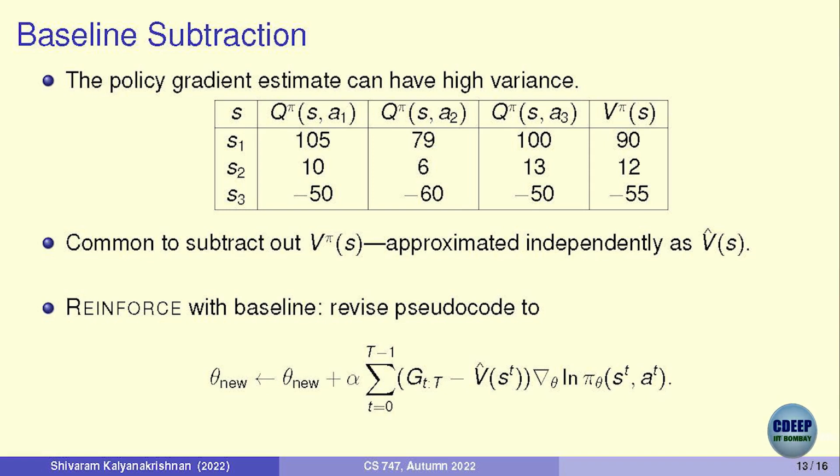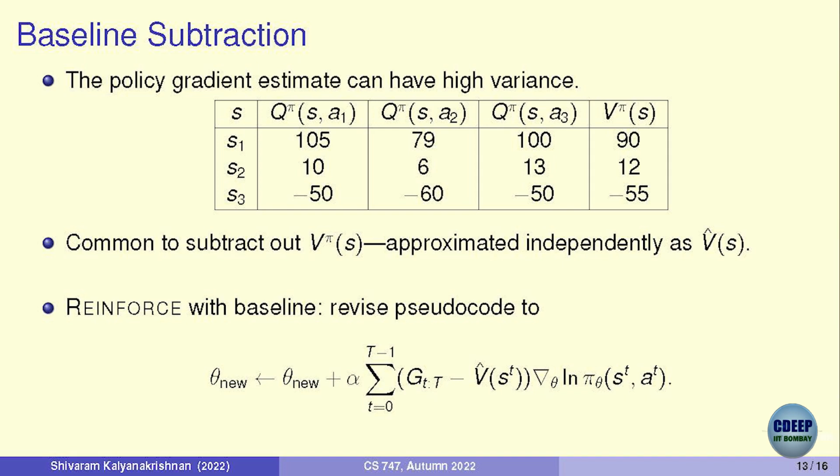This doesn't change the theory. We just saw that the policy gradient theorem can be written out along with a baseline being subtracted that doesn't depend on actions. That's what we're doing over here. But the point is that this could have a lower variance than the original update without any baseline subtraction. So this is called baseline subtraction.